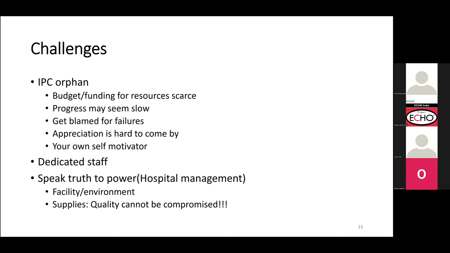I usually like to say IPC is an orphan. IPC has the characteristics or features of an orphan. When you need money for something, you're usually seconded for something that people feel is more important because resources are scarce. And people cannot really say what IPC is doing.